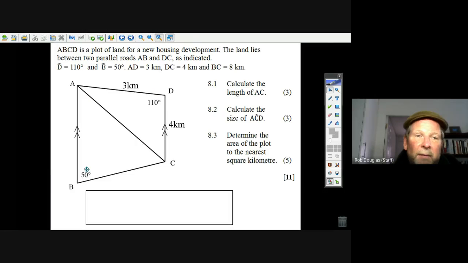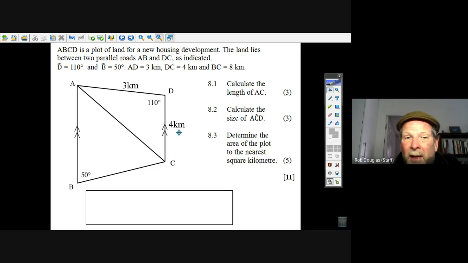It starts off and it tells you this story about A, B, C, D being a great big plot of land. And they're kilometers. Wow, it's a giant plot of land. AD is 3 kilometers, DC is 4 kilometers, that's given. The angle D is 110 degrees, and the angle B is 50 degrees. You're also given that AB is parallel to CD. First question, calculate the length of AC. That's this length cutting across the plot of land here.